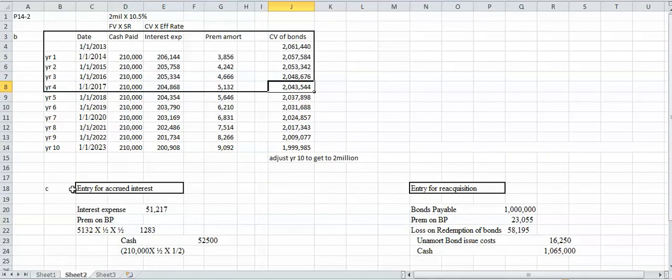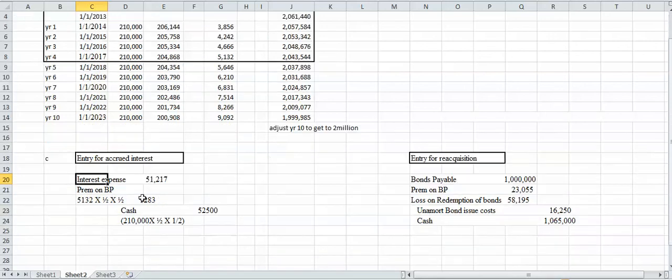Now let's look at part C, which is the entry to accrue the interest. The next part in C is they want to redeem half of the bonds. So they did $2 million, they want to redeem half of them. So we need to catch the interest up. The interest expense, what we want to do is put that number in last. So just leave that blank for now if you were doing this.